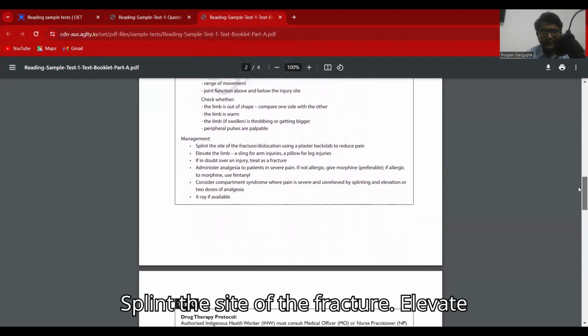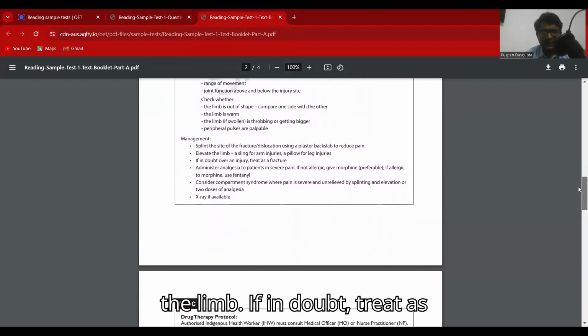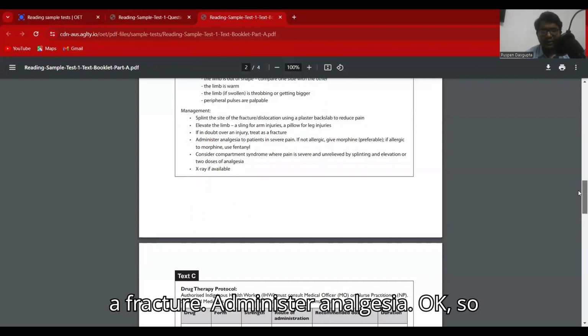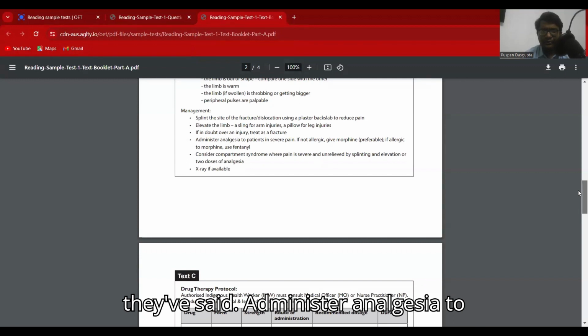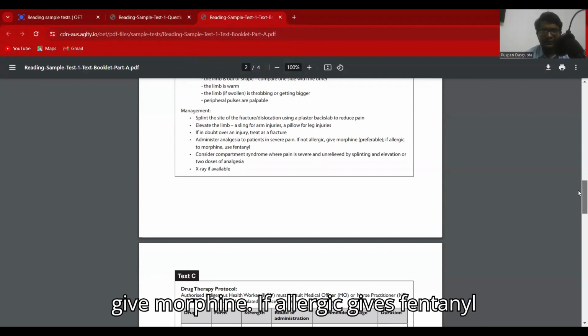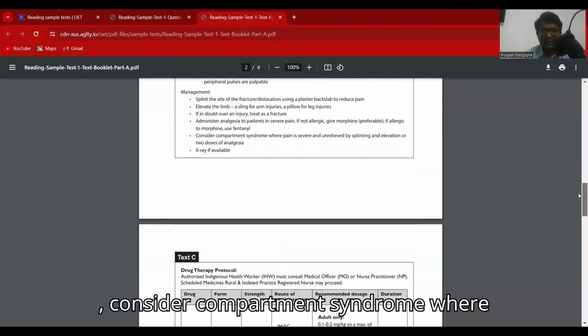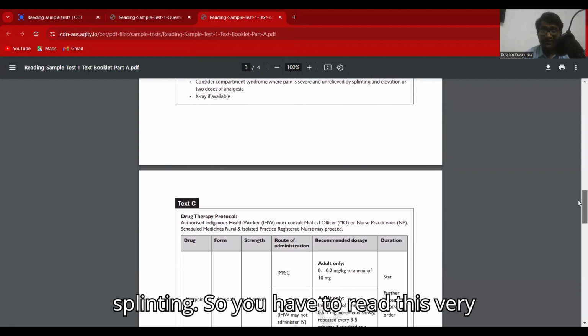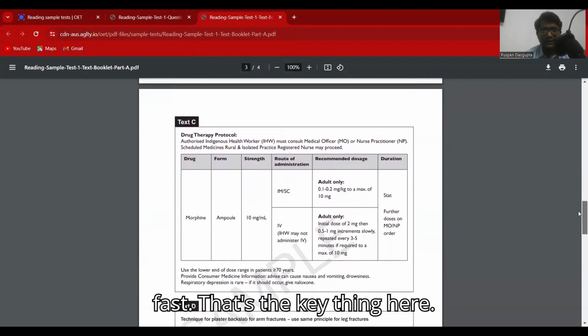Splint the site of the fracture, elevate the limb. If in doubt, treat as a fracture, administer analgesia. Okay, so they've said administer analgesia to patients in severe pain. If not allergic, give morphine. If allergic, give fentanyl. Consider compartment syndrome where pain is severe and unrelieved by splinting. So you have to read this very fast. That's the key thing here.